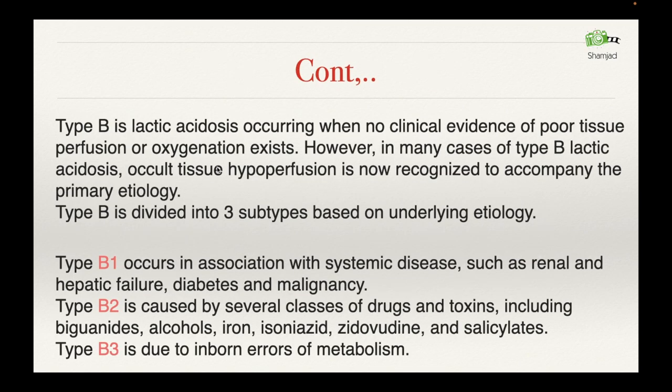Type B is lactic acidosis occurring when no clinical evidence of poor tissue perfusion or oxygenation exists. However, in many cases of type B lactic acidosis, occult tissue hypoperfusion is now recognized to accompany the primary etiology. Type B is divided into three subtypes based on the underlying etiology. Type B1 occurs in association with systemic disease such as renal and hepatic failure, diabetes, and malignancy.